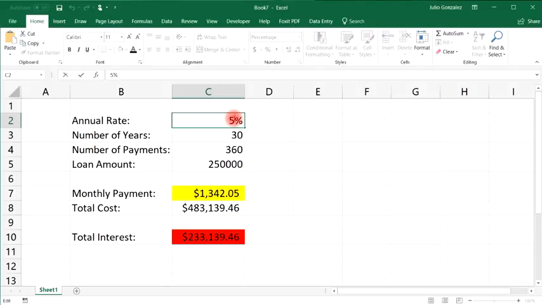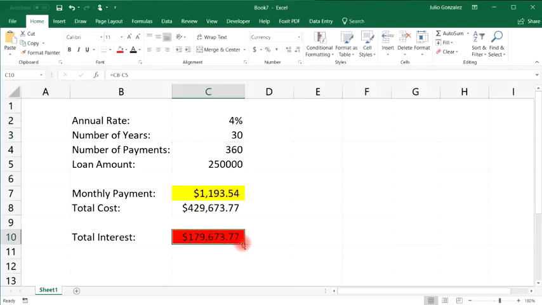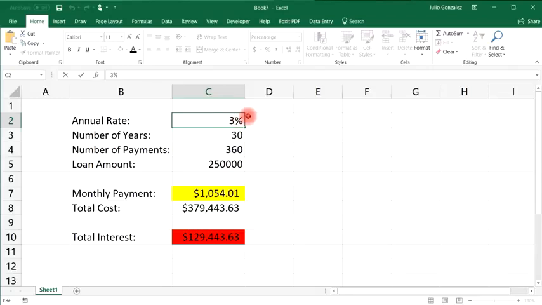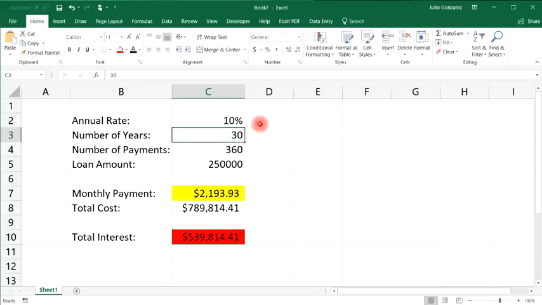Now let's say we can get it down to 4%. Look how much interest we're paying over 30 years. It's a lot less. If you can get it down to 3%, even better, $129K compared to $289K. So it's always good to get a low fixed interest rate. Now, if you get a variable loan where the interest rate can vary, you've got to be careful, because if the interest rate goes up, let's say to 10%, this is how much you're going to be paying in total interest over the course of 30 years. And so it's always good to keep your interest as low as possible. That'll save you a lot of money in the long term.